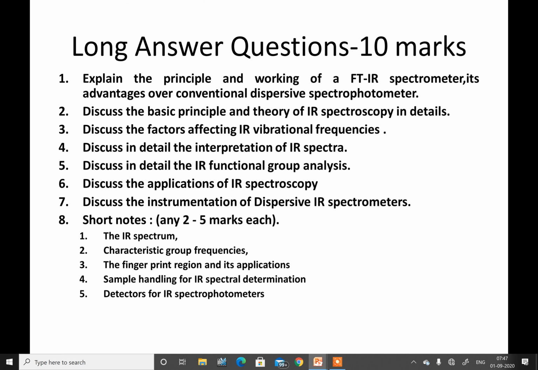And short notes, any two, but you can try to do all the five. So it will be good. We have discussed the IR spectrum, characteristic group frequencies, the fingerprint region and its application, sample handling for IR spectral determination, and detectors for IR spectrophotometers.